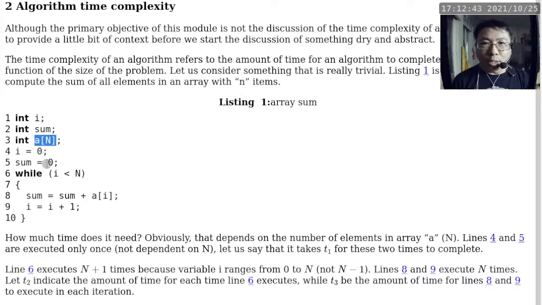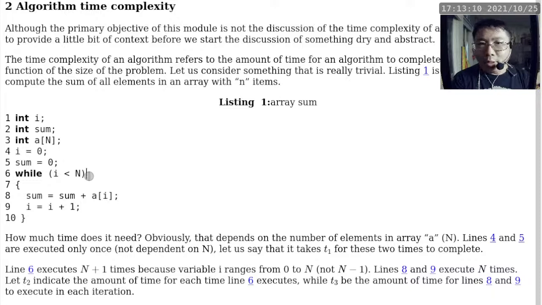i starts from 0, sum starts with 0. As long as i is less than n, for each element in the array, we add the value of the element to sum, and then we add 1 to the index i, and we go back to the beginning of the loop until i is no longer less than n, and then we're done. The algorithm itself is really simple, but I'm only using it to illustrate the concepts.